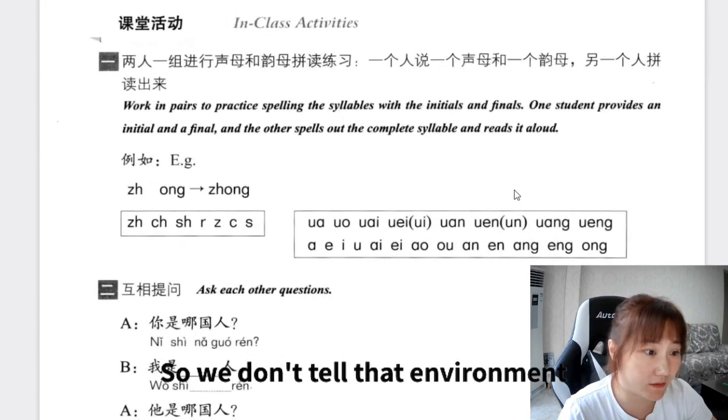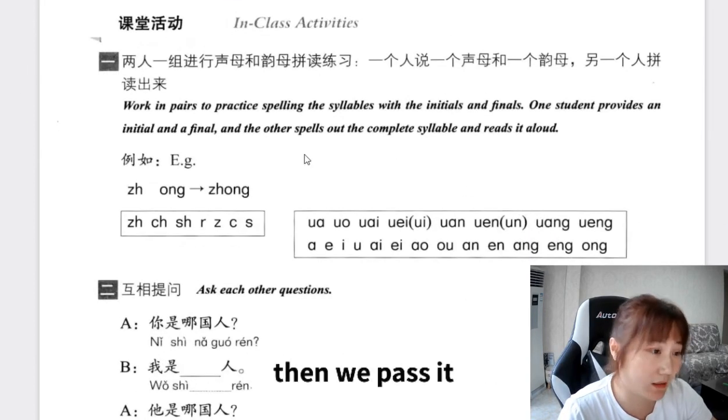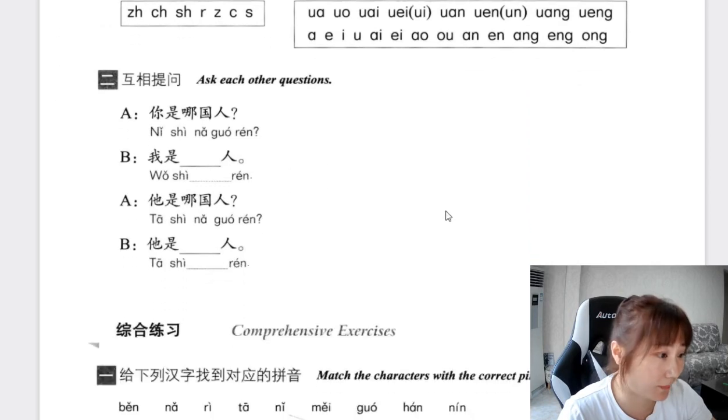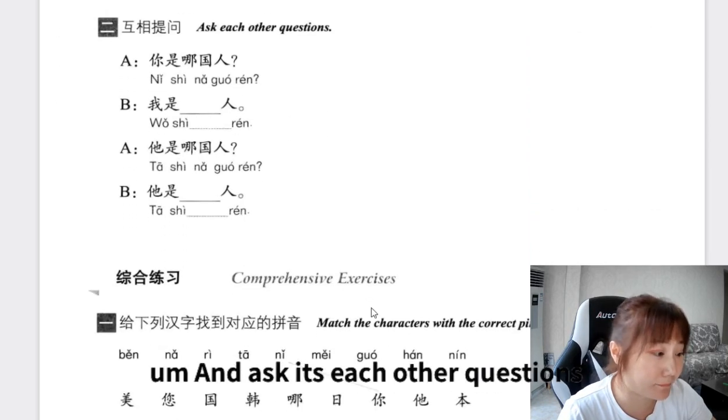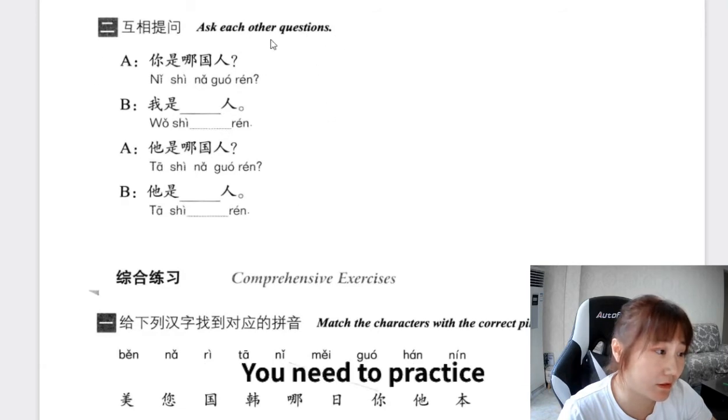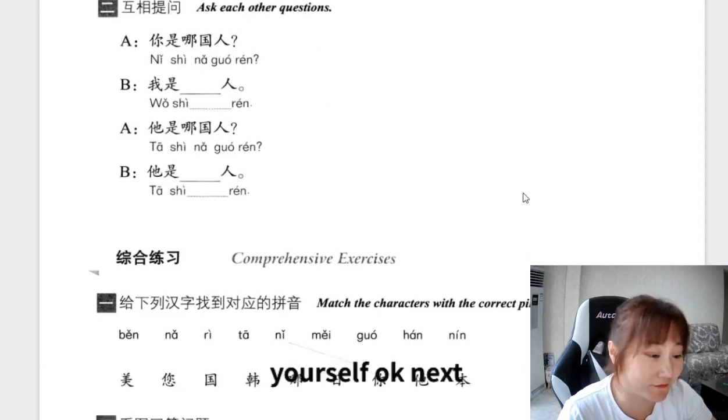And next, in-class activities. So we don't have that environment, then we pass it. Ask each other questions; you need to practice by yourself.